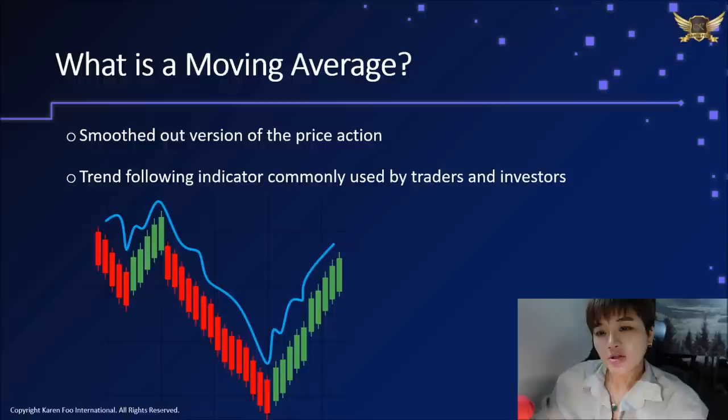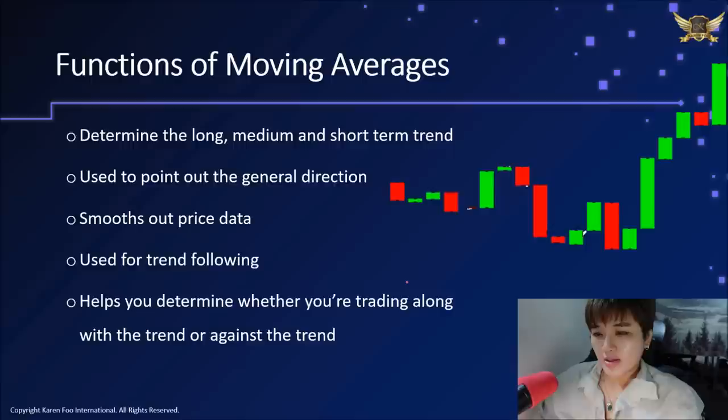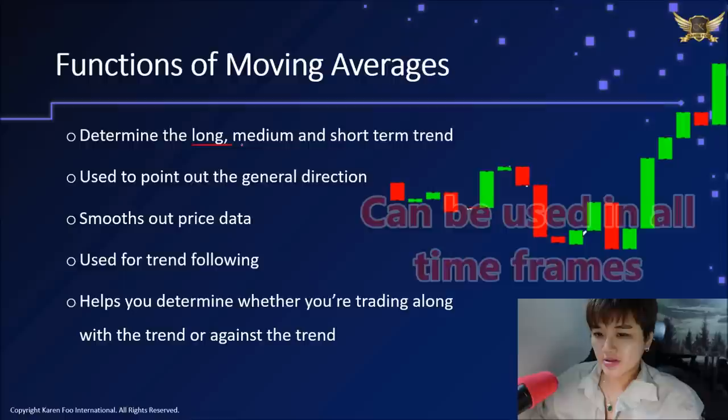So what is a moving average? It's a smoothed-up version of the price action, and it's a trend following indicator mostly used by traders and also investors. Okay, so investors also use moving averages to determine when to exit, when to enter. So some functions of moving averages: used to determine long-term, medium-term, and short-term trends, and can be used in all time frames. Used to point out the general direction.